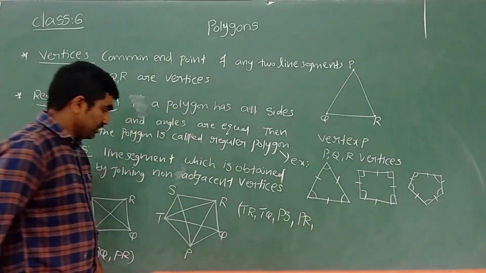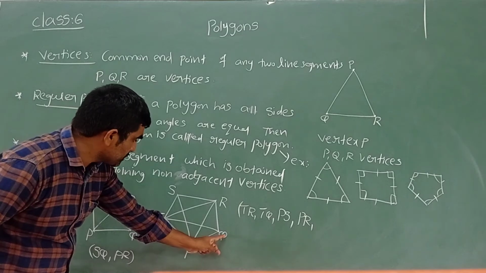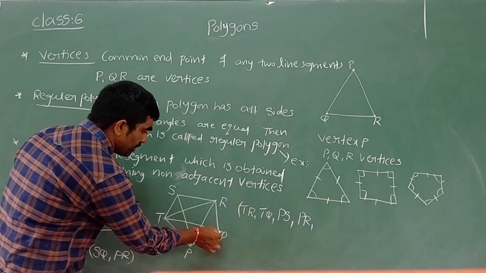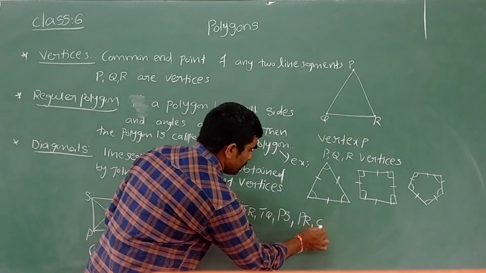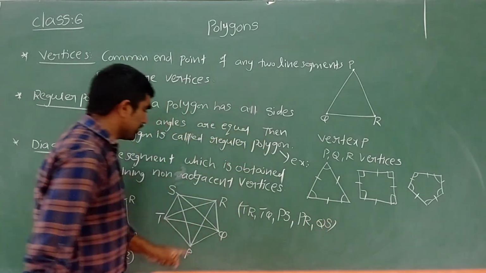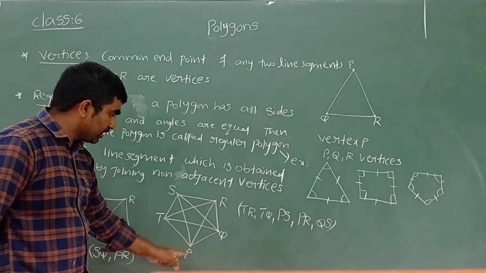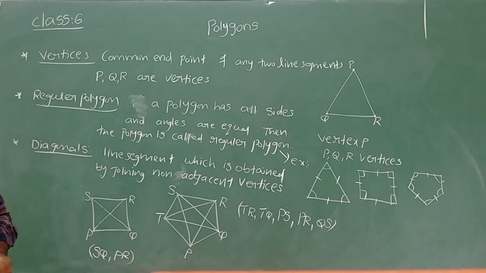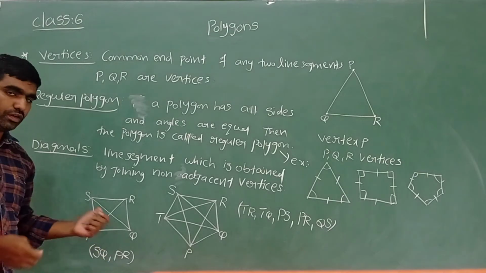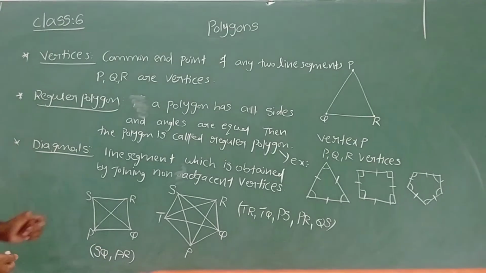PR. With the help of Q, we can join QS. Yes, we can join QS. Then we can see one diagonal. QS. With the help of R, two are possible. With the help of S, there are more. So how many diagonals can we see? 5 diagonals. Here, 2 diagonals. This is the way we can draw diagonals.